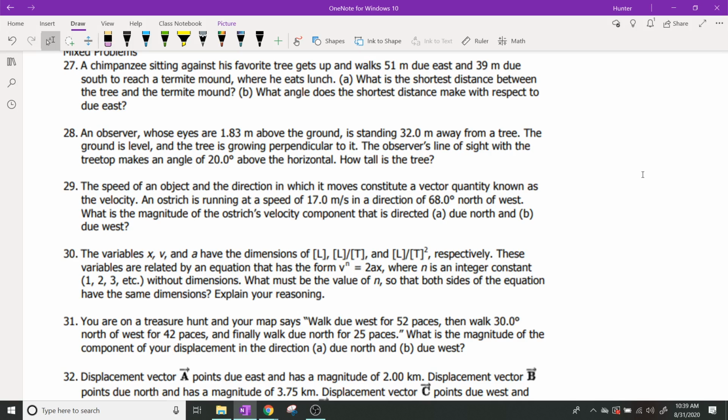28. Looks like you're standing 1.83 meters above the ground, and you're standing away from a tree. So you're trying to measure how tall the tree is. This is basically a trig problem. This is straight out of a trig book. So SOHCAHTOA should be okay.